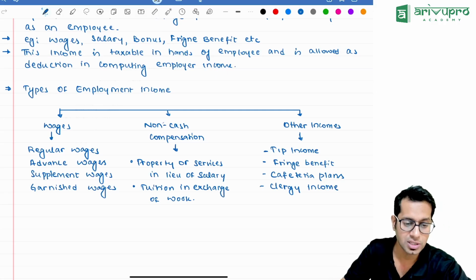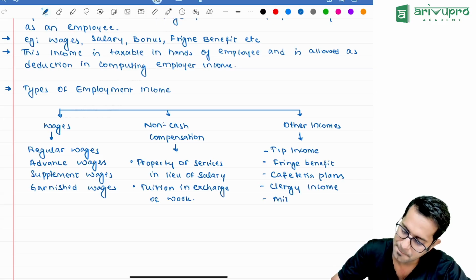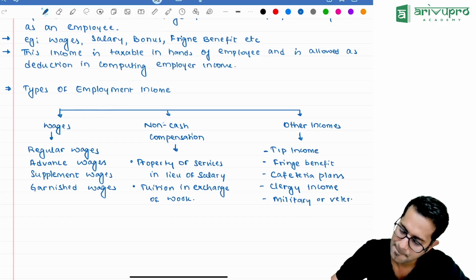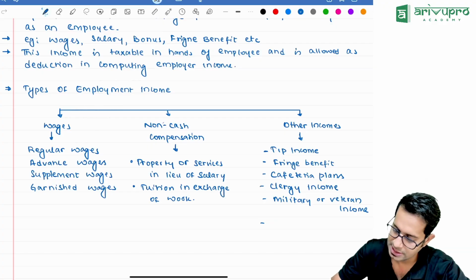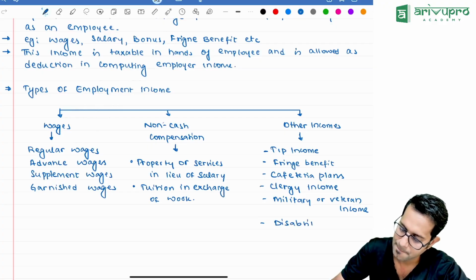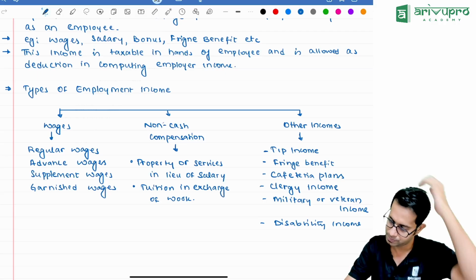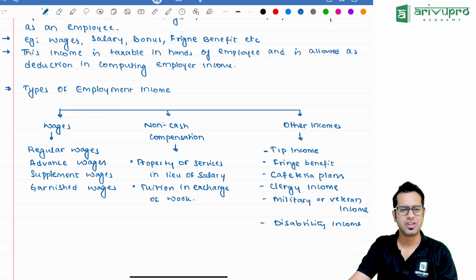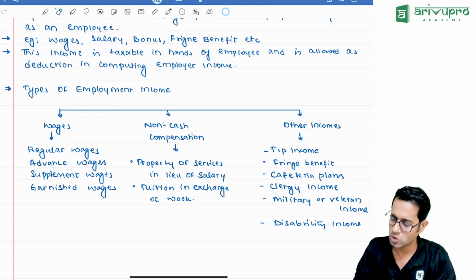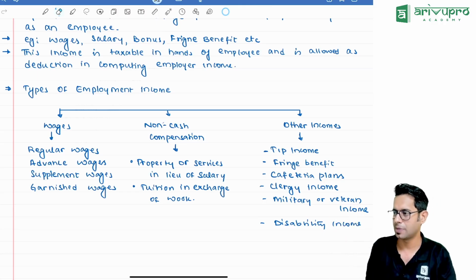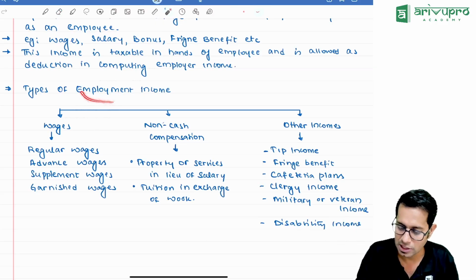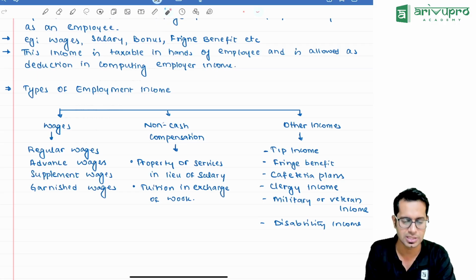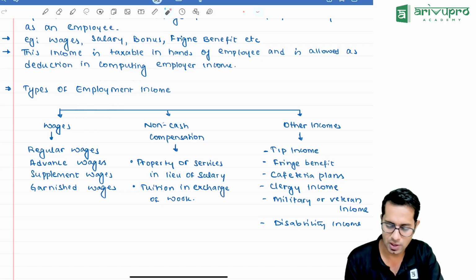Sir, we are going to study about all these things, sir. Yes. Military or veteran income. Disability income. Life insurance income, etc. Disability income and veteran income are also a separate type of income which need not only be received from your employment, like life insurance proceeds. We'll see all these different incomes.